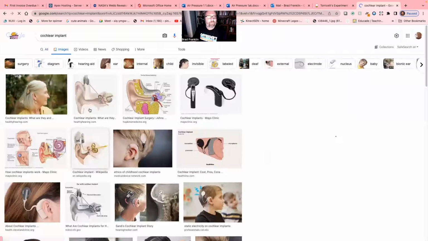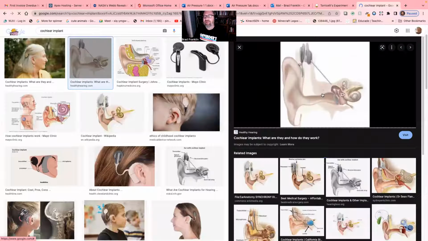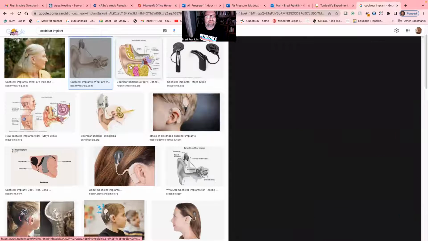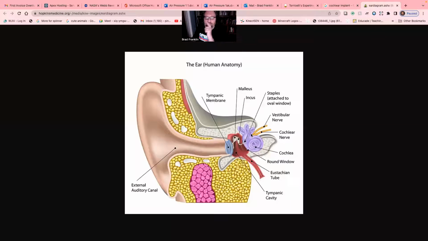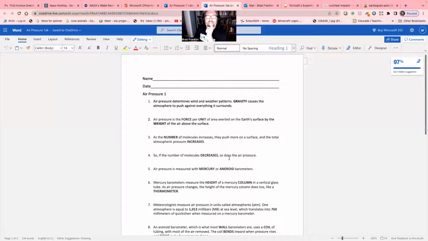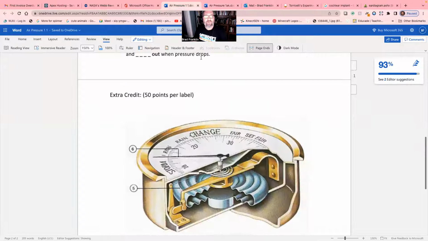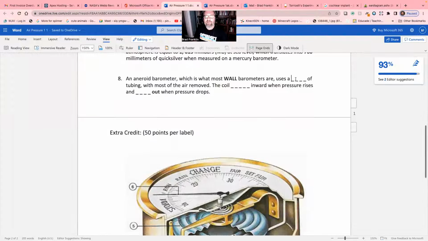Let's look at that. Inside your ear, for some of you that were here. Oh, that's talking about a cochlear implant. I don't need to know that right now. Let's just look at this one. Okay, let me open a new tab. So here is the cochlea. It's shaped like that instrument inside that aneroid barometer. And the word for that, anybody got a word for that? I'll tell you what it is. It is coil.